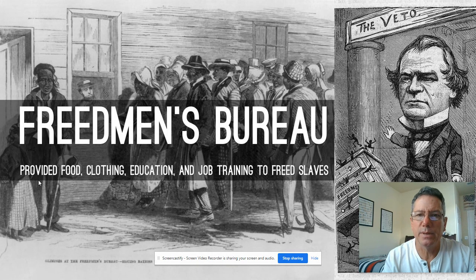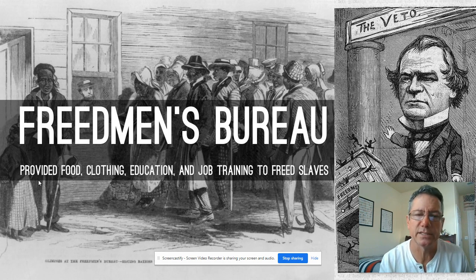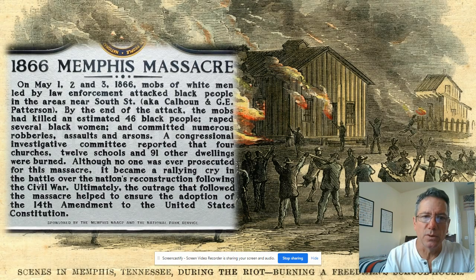So the Freedmen's Bureau is going to be basically vetoed by Southern president now, Andrew Johnson, who was there as a legacy of Lincoln's assassination. But he'll veto it over and over again.